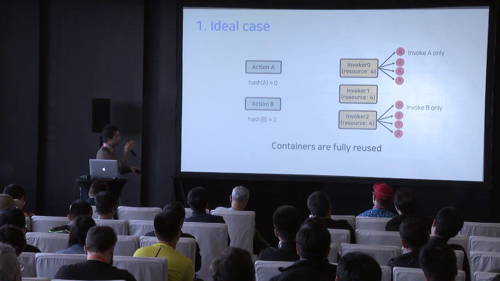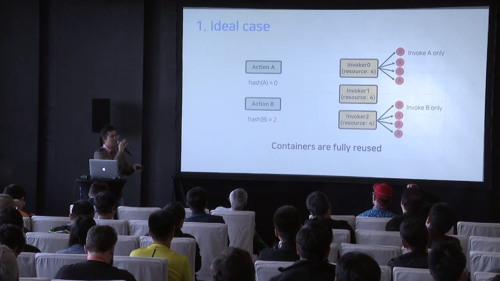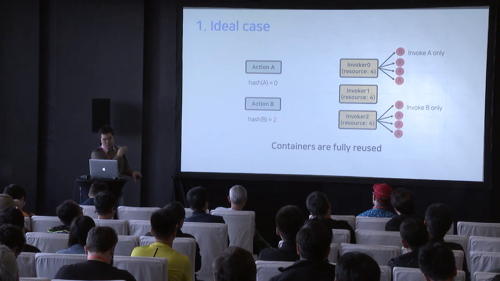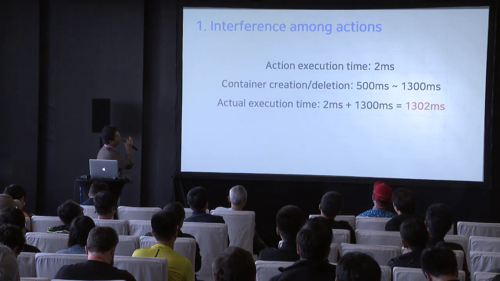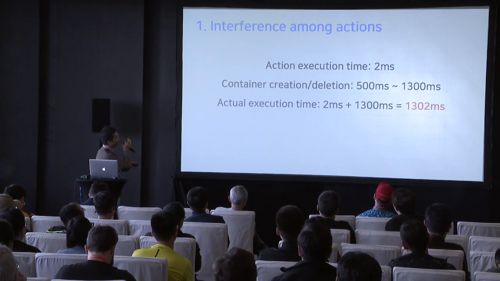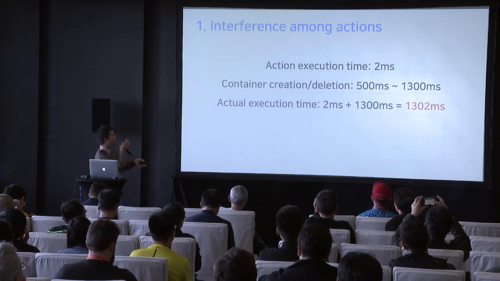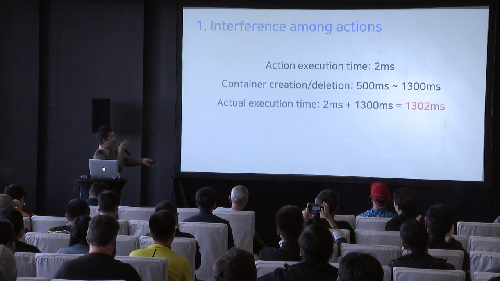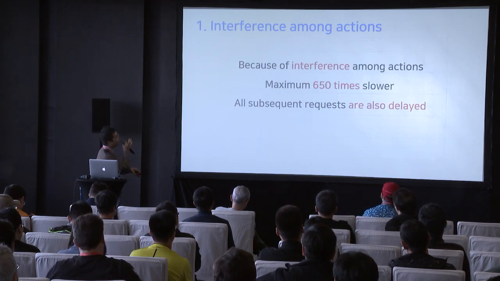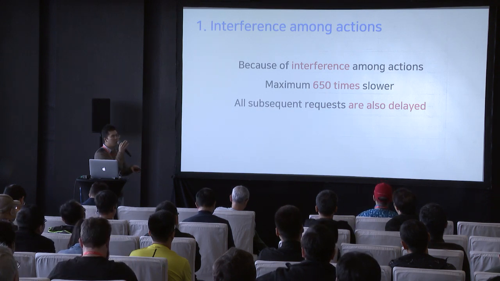So there must be some actions that share the same home invoker, and then cold starts happen. Because of this, even if an action's execution time is only about 2 milliseconds, the actual execution time can be very large because of container creation and deletion. It can be 650 times slower, and all subsequent requests are also delayed.